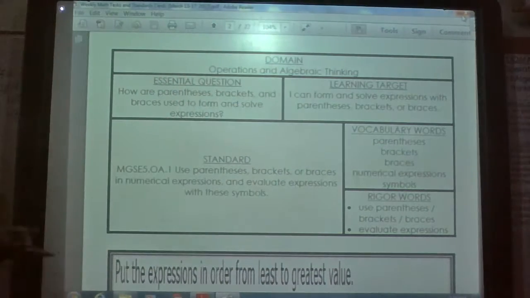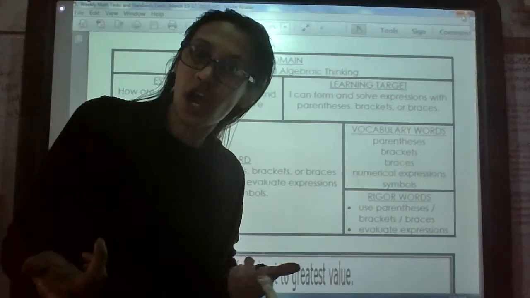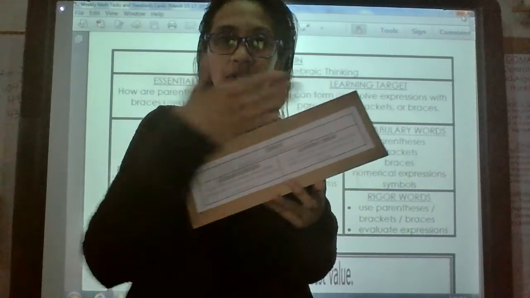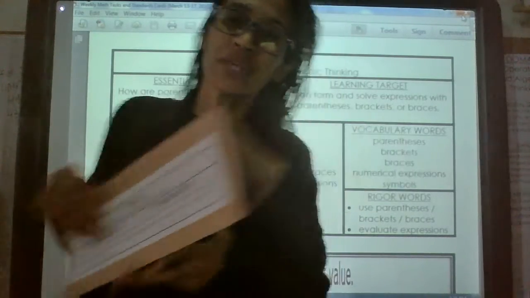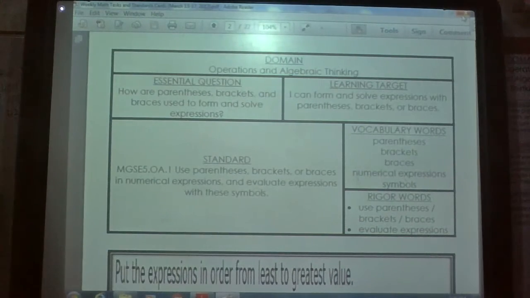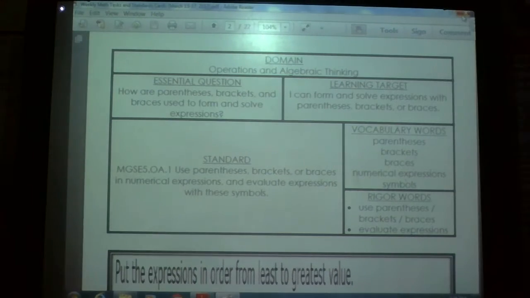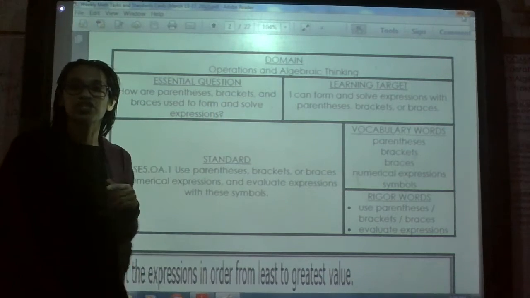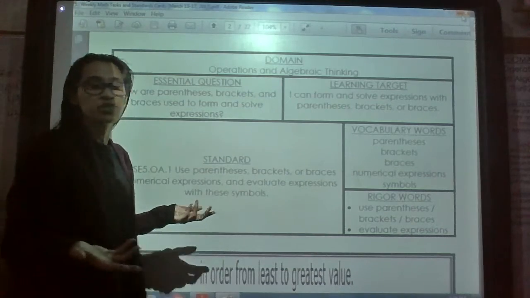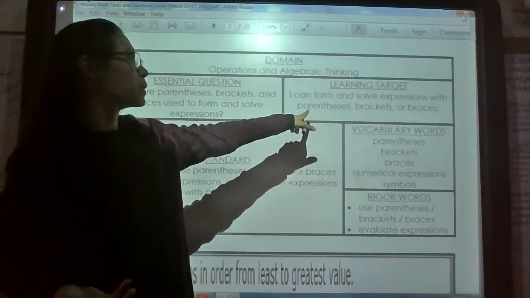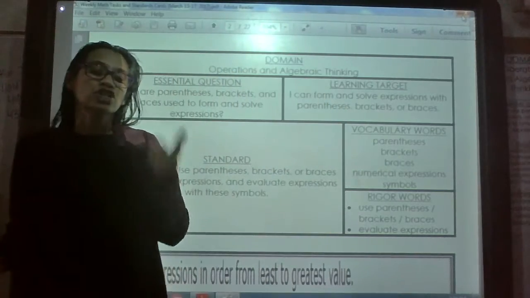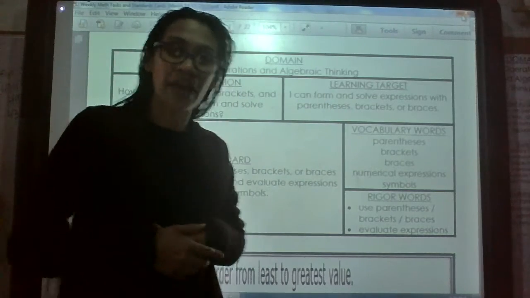Read up here with me, or you can read it on your task card, on the board with me, or in your fancy triangular prism. Let's read that. The domain is operations in algebraic thinking. The essential question is how are parentheses, brackets, and braces used to form and solve expressions? Our learning target for this task is I can form and solve expressions with parentheses, brackets, or braces. So make sure you write that down in your math journal.